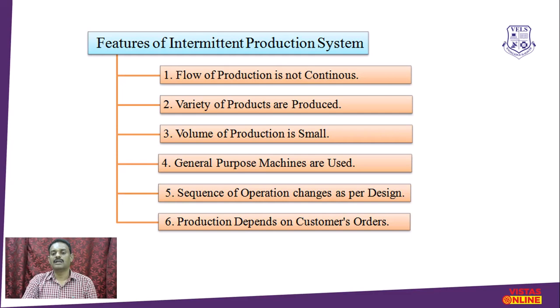Production depends only on the customer orders. In the intermittent production system, they won't produce the product and then sell it in the market. Once they receive the order from the customers, then they start the production. After the finished product is ready, they send the product to the customer.